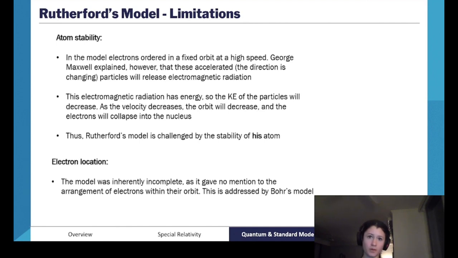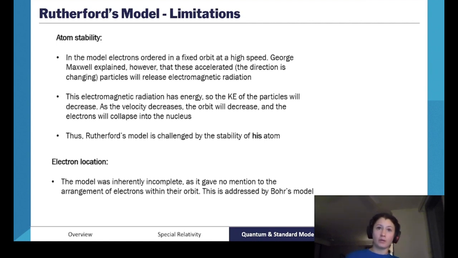So, the other issue with his model was that he didn't specify where the electrons were. And this is addressed by Bohr's model.